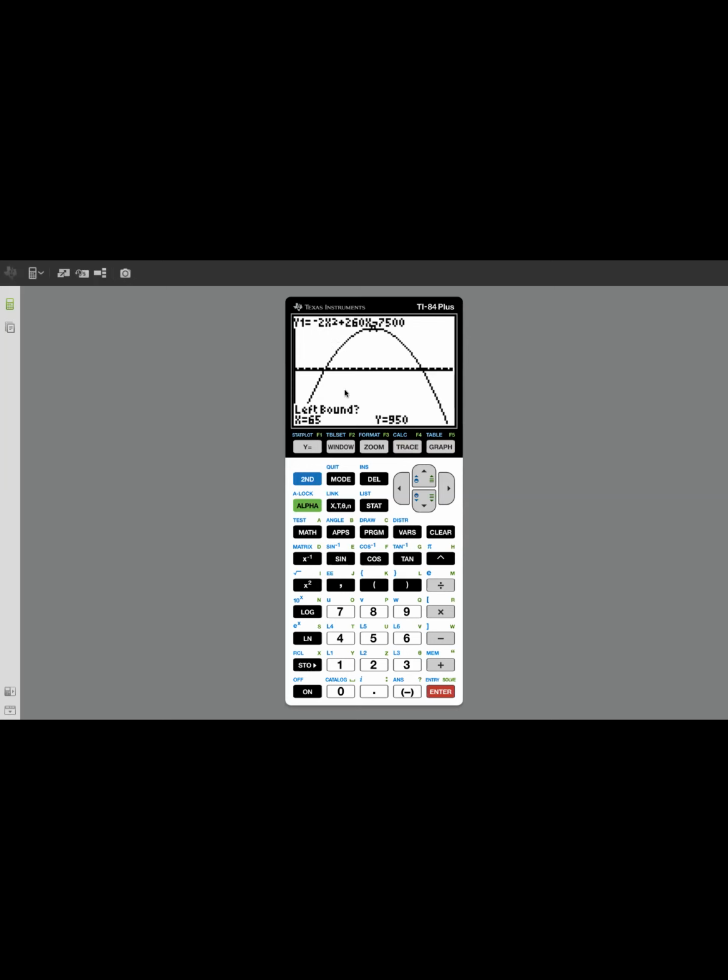So I'm going to move left. I need to get my left bound. I'm going to do this kind of quickly because you guys know how to do this now. So there's my right bound. Oh, I'm sorry, there's my left bound. There's my right bound. And enter.